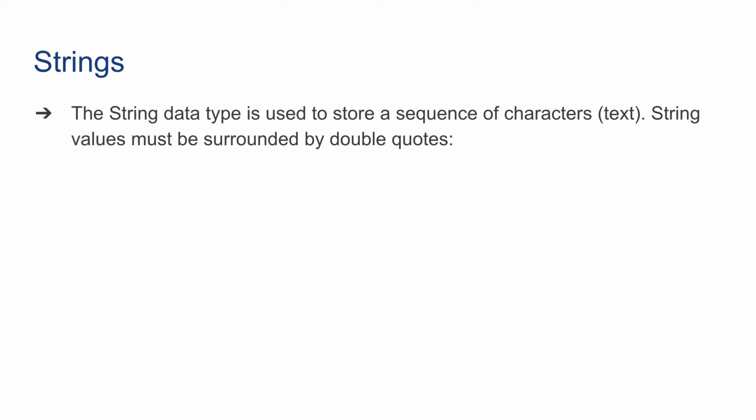So let's briefly talk about strings. The string data type is used to store a sequence of characters. String values must be surrounded by double quotes. And here's an example: String, and the name of our variable is greeting, which we'll set to "hello world" in double quotes. And we can print this by printing the variable.